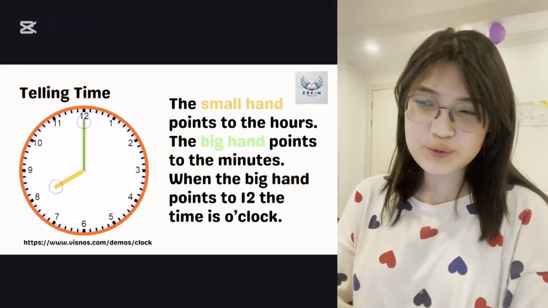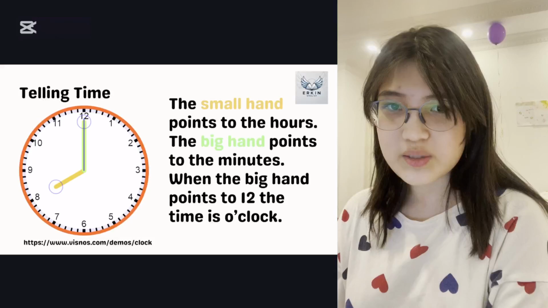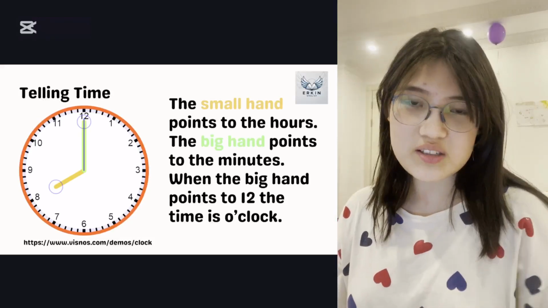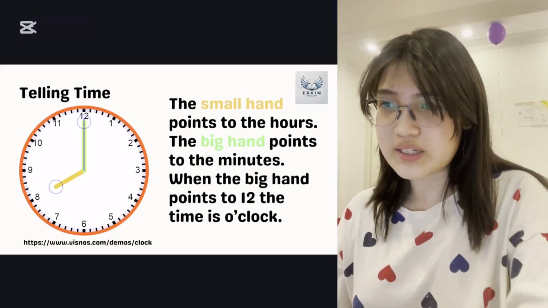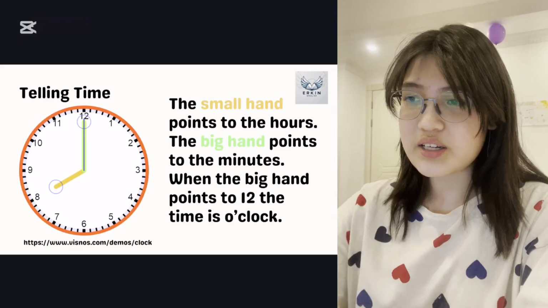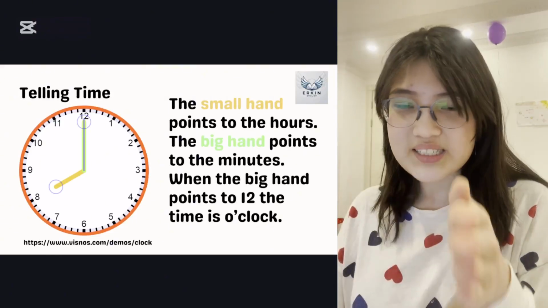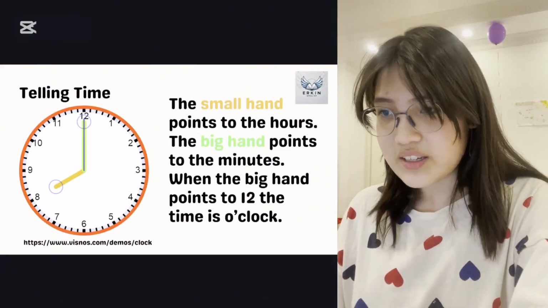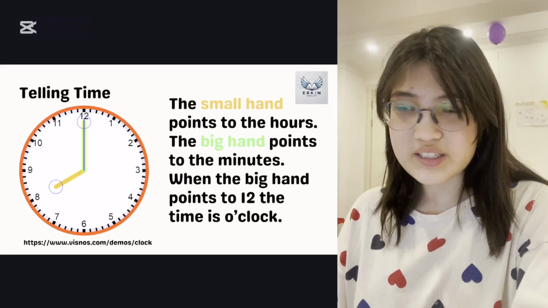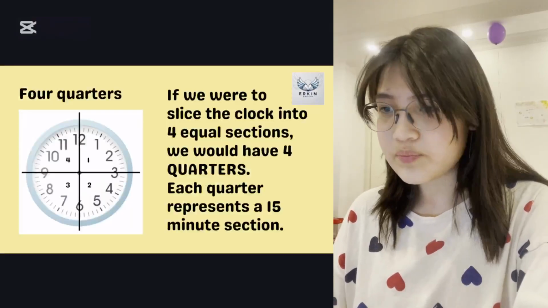And now, moving on, on a clock there is a small hand and there is a big hand. The small hand represents the hours and the big hand represents the minutes. And when the big hand is on the 12 mark, it means that it's o'clock, which means that it's exactly the hour. For example, here we can see that it's 8 o'clock because the minute hand isn't anywhere other than the number 12.